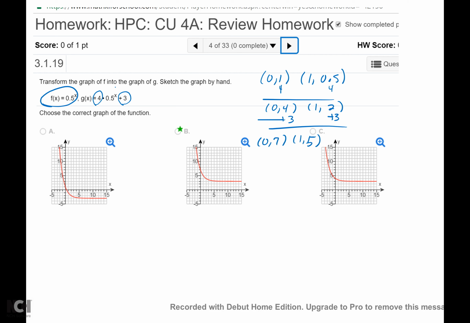So if I graph 0, 7 and 1, 5, there's the graph. This one doesn't hit 0, 7. This one doesn't hit 0, 7. Those are out. Okie dokie. All right.